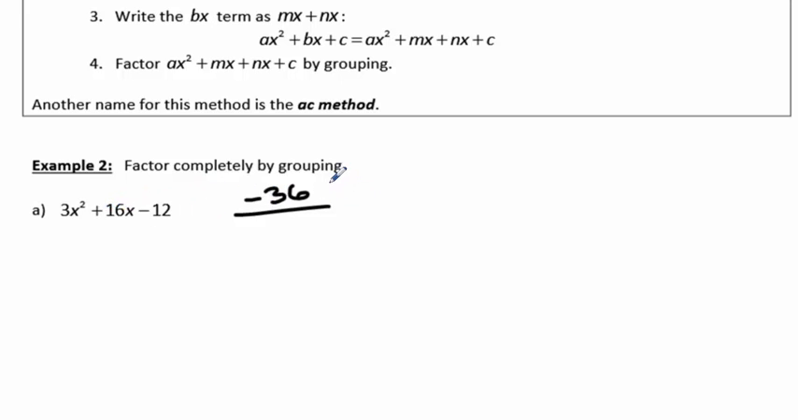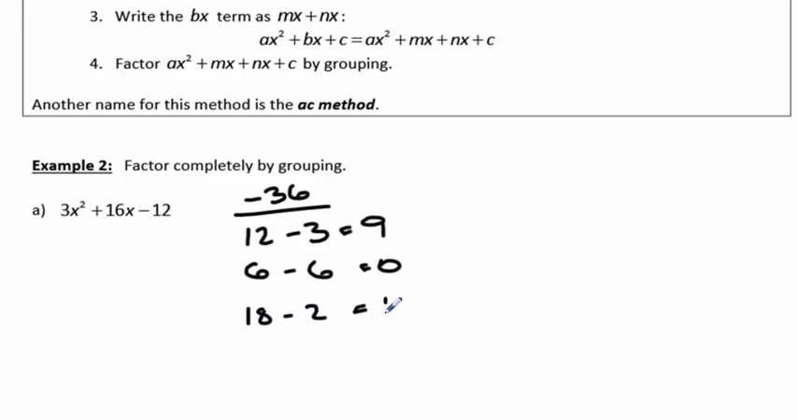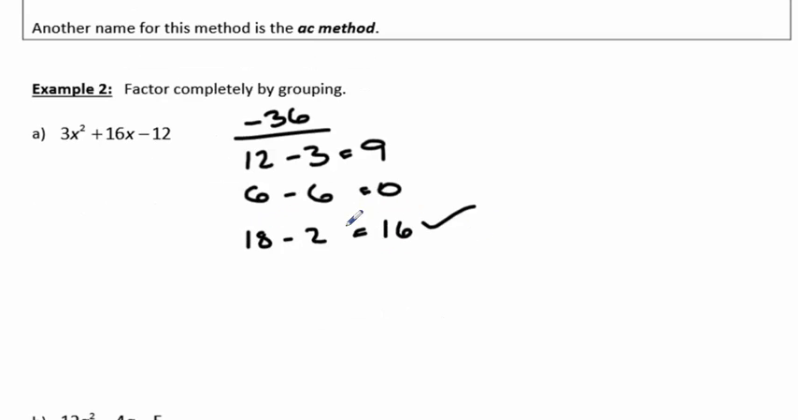So what goes into 36? We could try 12 and 3. 12 minus 3 gives us 9, so that one doesn't work. 6 and 6 would have given us 0, so that doesn't work. Or 18 and 2. 18 and 2 give us 16, so that one is going to work. Now how do we take these two numbers and factor?